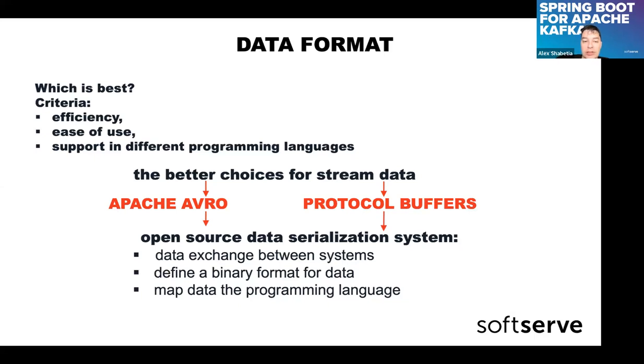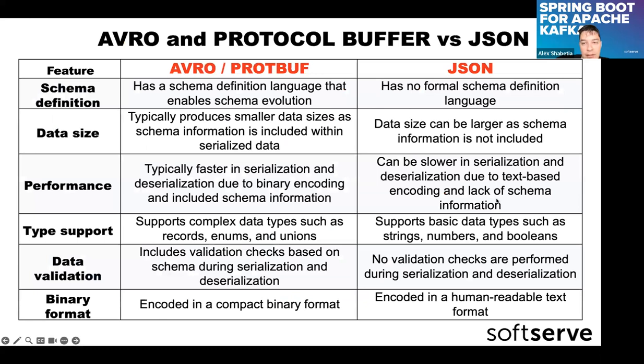These formats are used for data exchange between systems, and they are binary. Here is a comparison of Avro and protocol buffers with JSON. The advantage of binary formats such as Avro and protobuf over JSON is that they have a schema definition. Also, that allows keeping the size smaller compared to the JSON string format. And the data is validated on writing the messages to the topic.